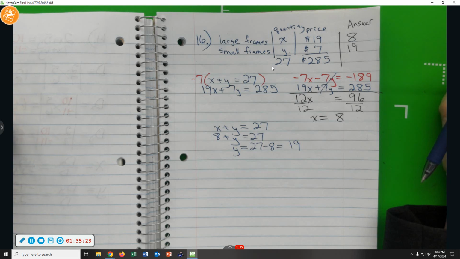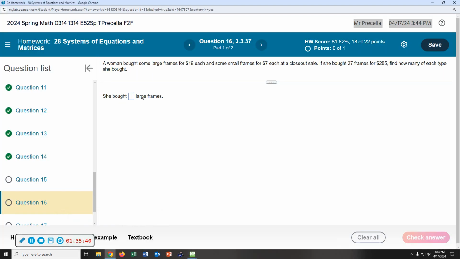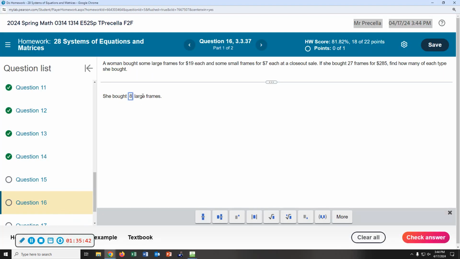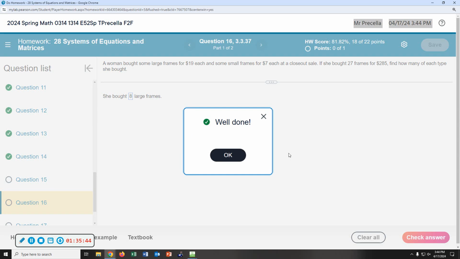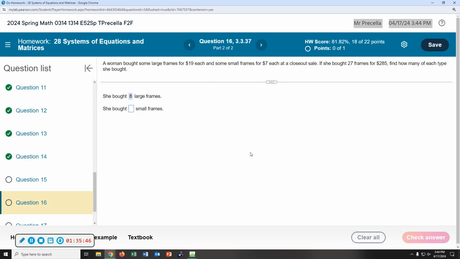In this column, she bought a total of 27. There were 8 large frames, so 27 minus 8, 19 small. Any questions there? 8 large, 19 small. She must own a gallery.